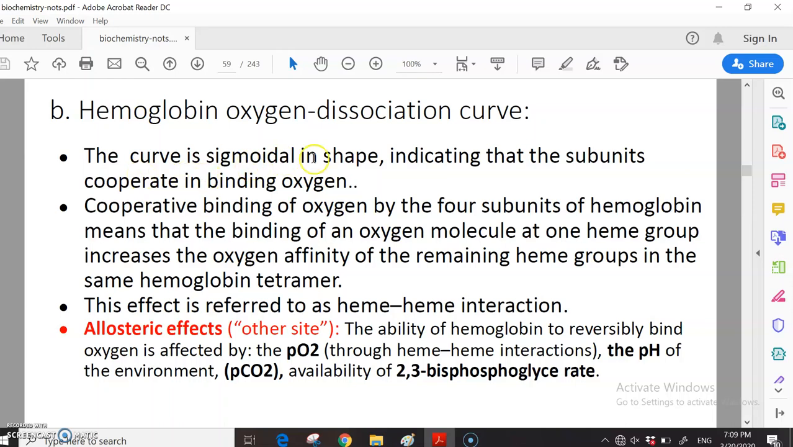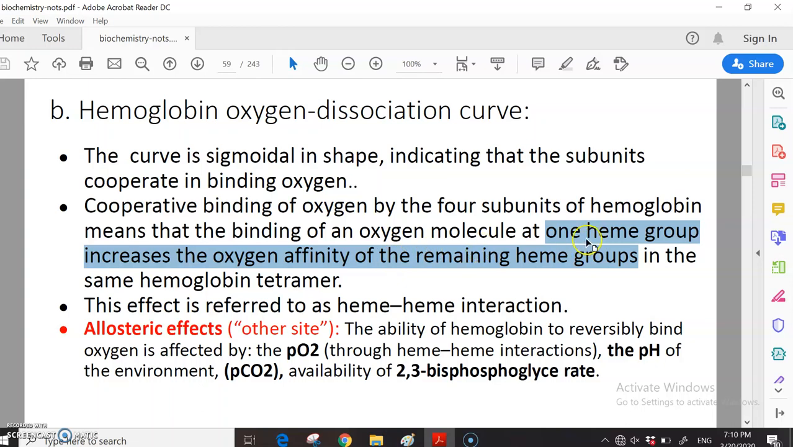The curve is sigmoidal in shape, indicating that the subunits cooperate in binding oxygen. The first, second, third, and fourth subunits cooperate in binding oxygen. Cooperative binding of oxygen by the four subunits of hemoglobin means that the binding of an oxygen molecule at one heme group increases the oxygen affinity of the remaining heme groups in the same hemoglobin tetramer.